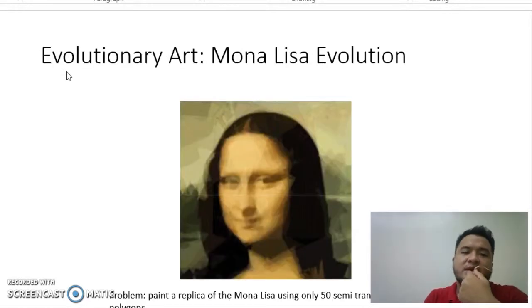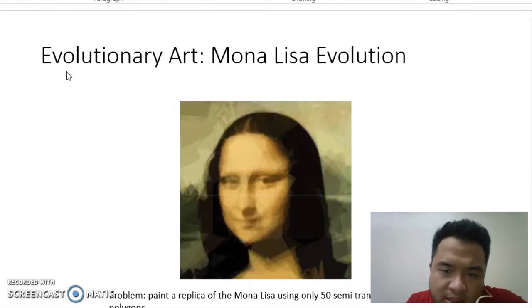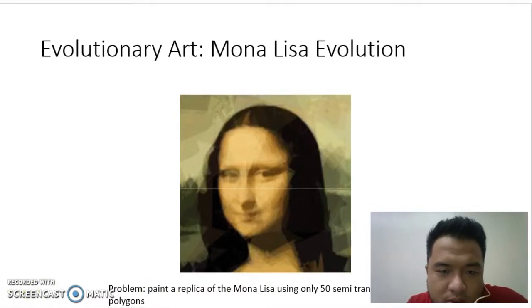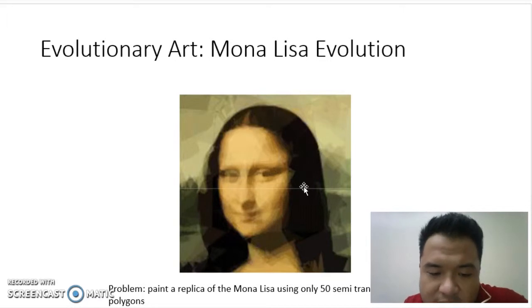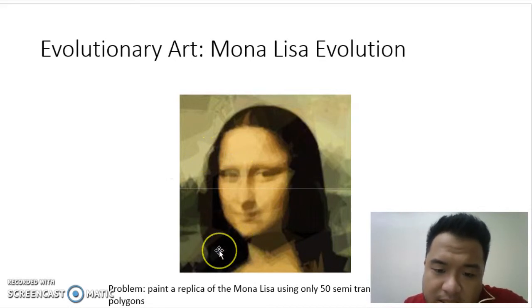So the next example is evolutionary art, or the Mona Lisa. We all know about the Mona Lisa. Mona Lisa is one of the famous paintings. The problem here is to paint a replica of the Mona Lisa using only 50 semi-transparent polygons. As you can see, there's a polygon here. It's hard to see, but it is made of 50 semi-transparent polygons, and it became the Mona Lisa. So let's proceed.